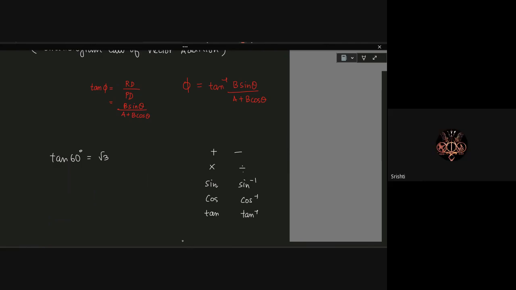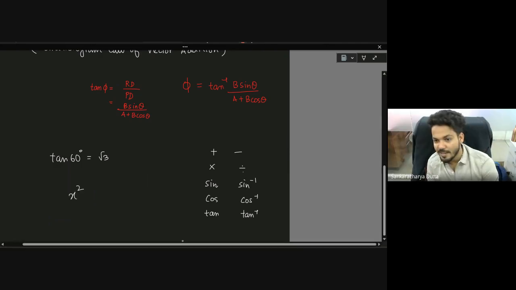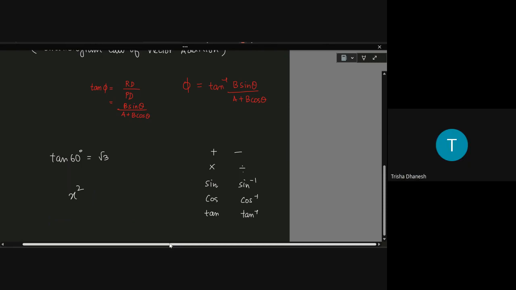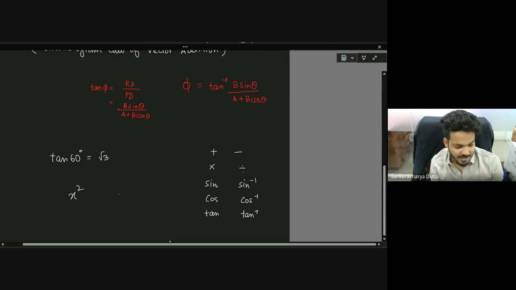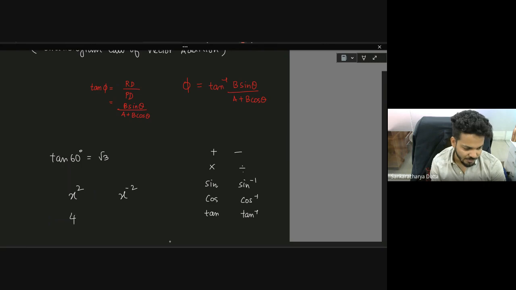Yes, sir. On the other hand, what is the reciprocal of x square? 1 by x square is the reciprocal of this function, or I would say x raised to power minus 2. So if we plug in 2, I get 4. If I plug in 2 here, I get 1 by 4. So it's not that I'm getting the question out of the answer.